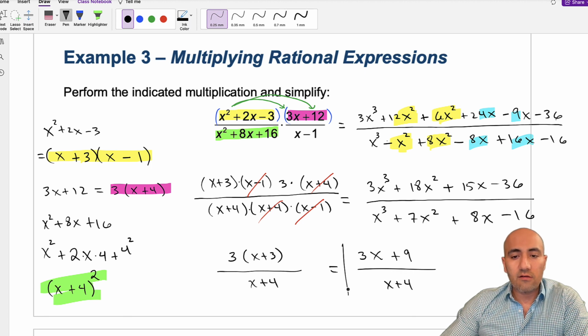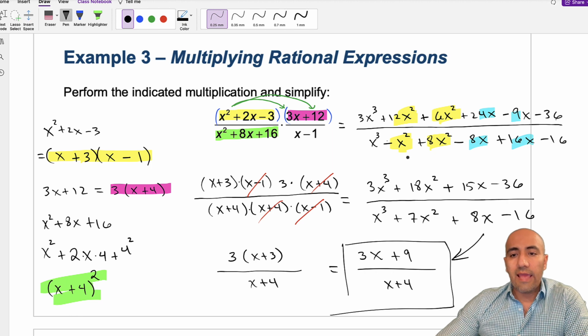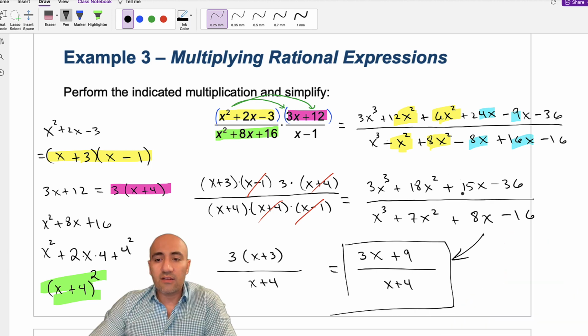Okay, so this is our final result. And we would have gotten the same answer had we done it this way, multiplied it all out, expanded it all out, combined like terms, and then factored. It's just that going from here to here is hard work. Possible, but very hard. So why do it that way?